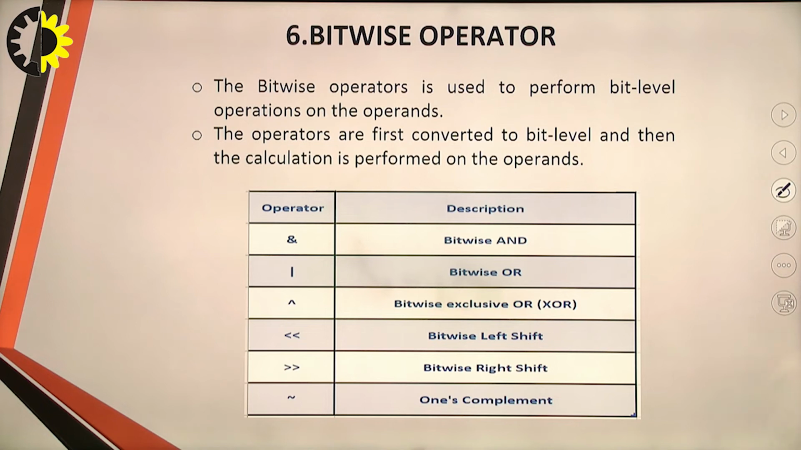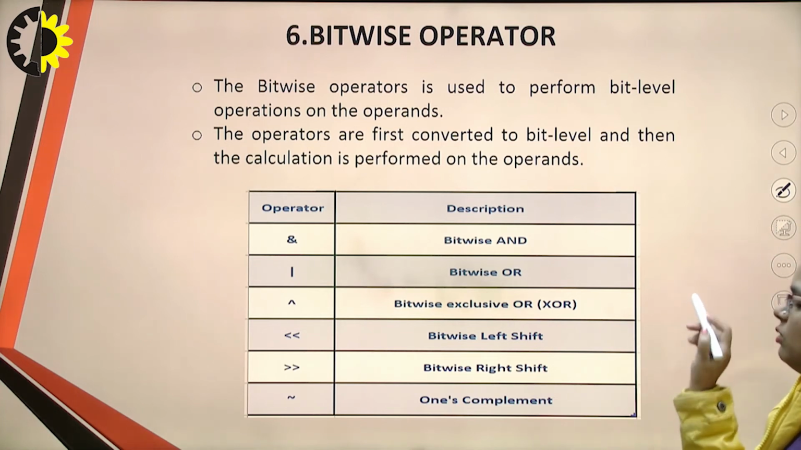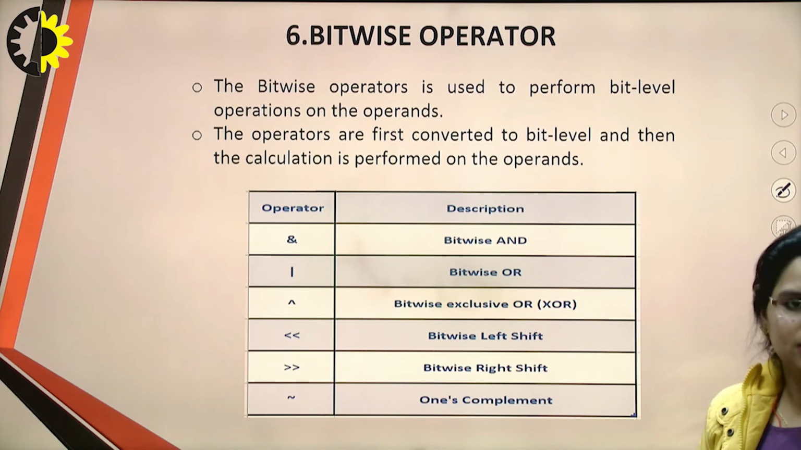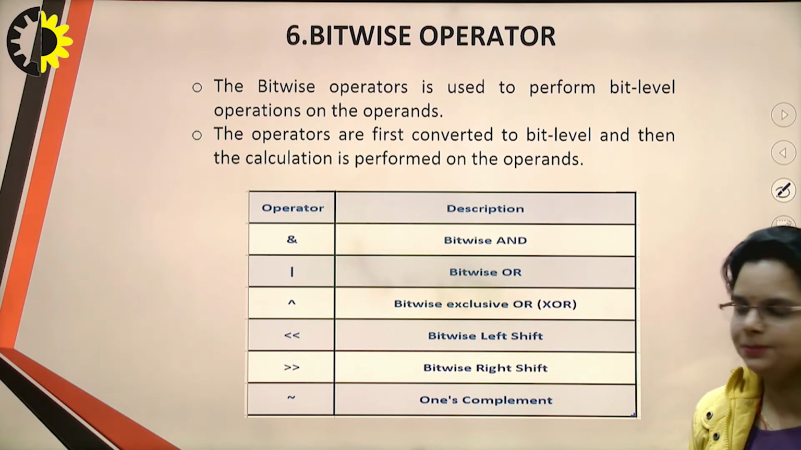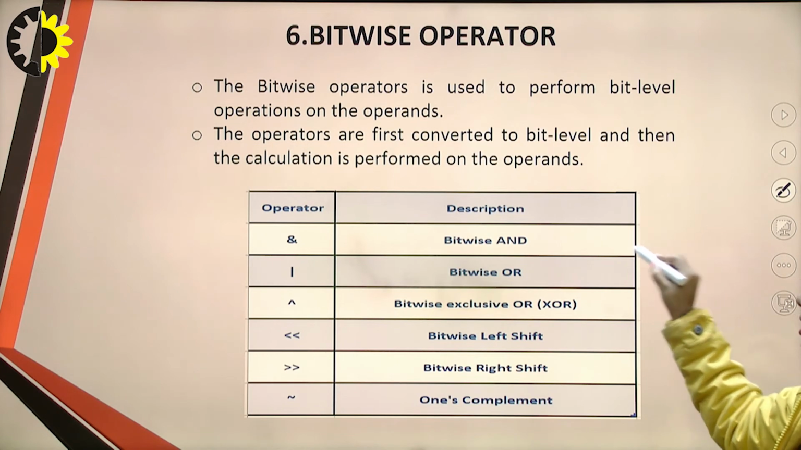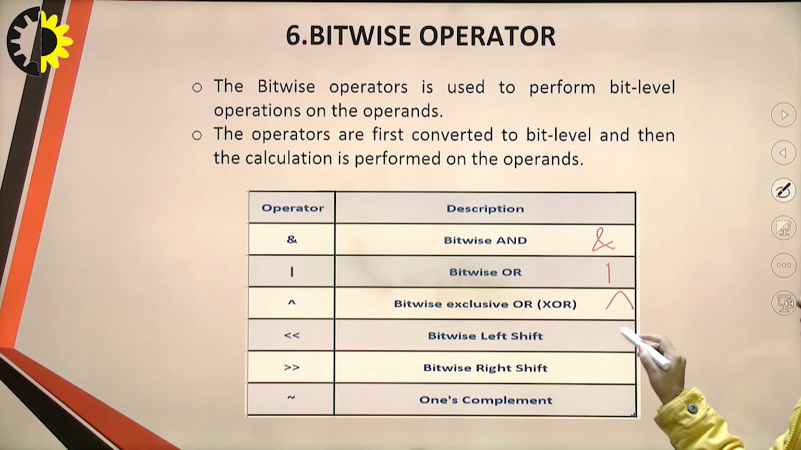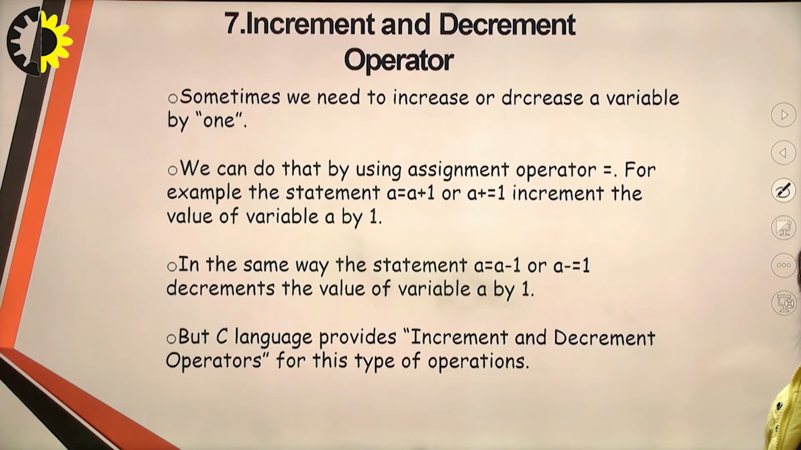Let us move to another operator, that is the bitwise operator. Bitwise operators are used to perform bit level operations on the operands. All the values are actually changed bit by bit. It first converts to bit level, and then the calculation is performed on the operands. So these are bitwise AND, bitwise OR, left shift, right shift, and ones complement. These are the types of bitwise operators.